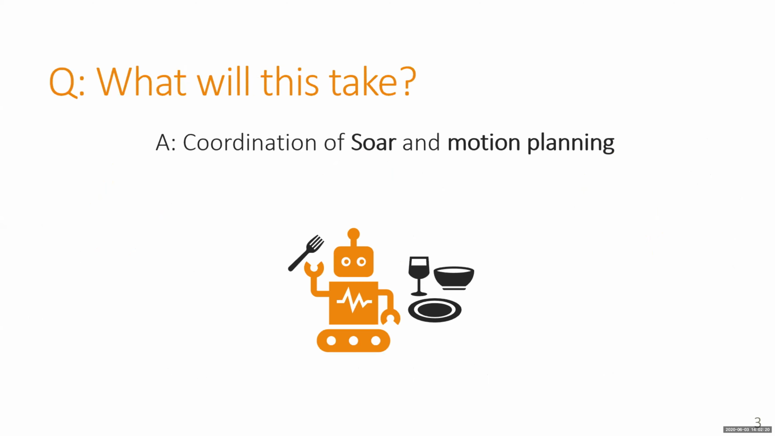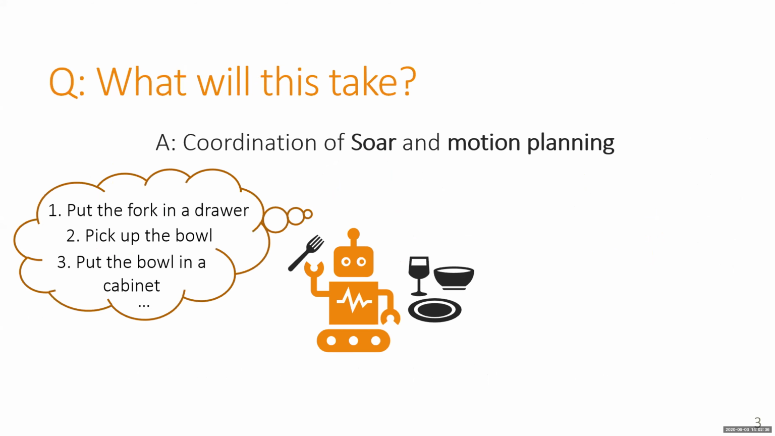And the question is, what will it actually take to get us to agents like that? My claim is that it will be a coordination of Soar and motion planning. So not just improvement of Soar, not just improvement of motion planning, but the coordination of both. And here's why. At this point, you probably understand the value of Soar in that it can be the system component that decides the next thing for this robot to do would be to put the fork in a drawer and then pick up the bowl and then put the bowl away. In other words, reasoning about action preconditions and effects and how to chain them together to get to a goal state.